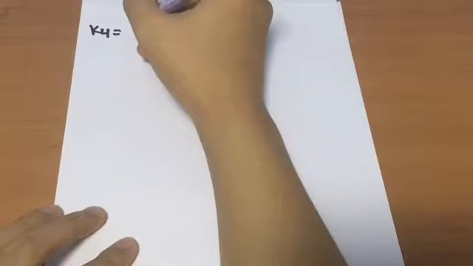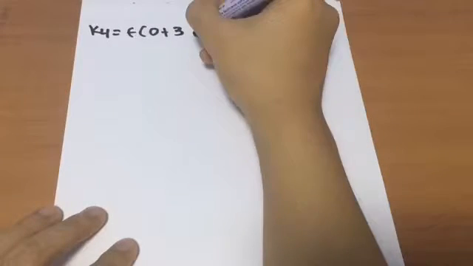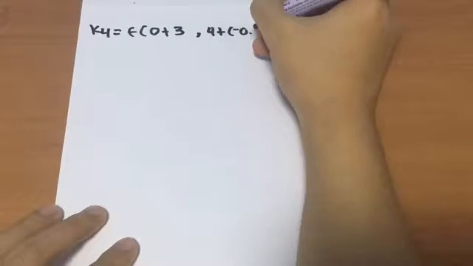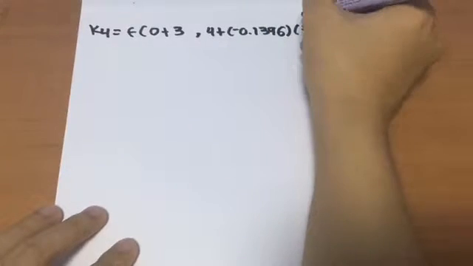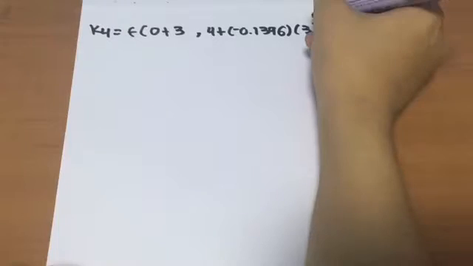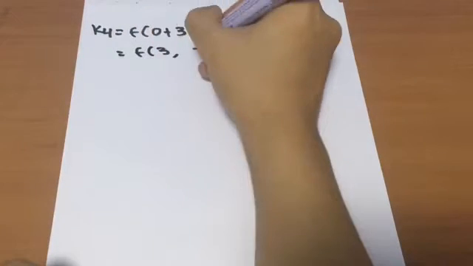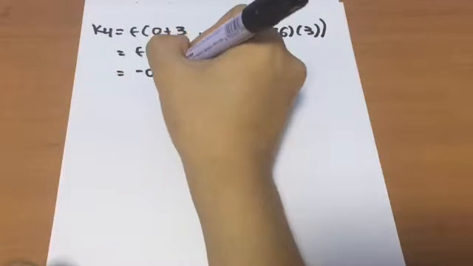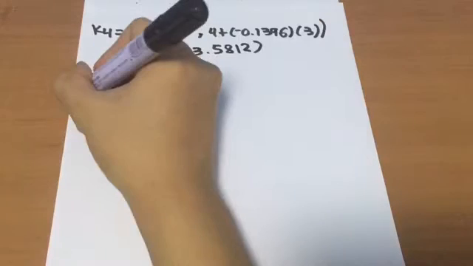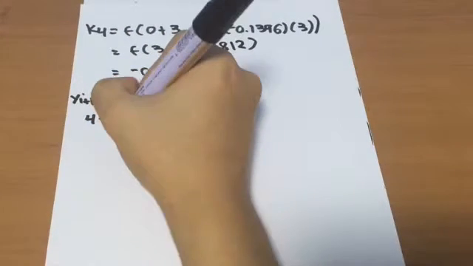Okay, so we have k4 right there, and we will solve for that. Okay, times step size 3. Let's calculate that in a bit. That's the function of 3 and 3.58. And we have a negative value of 0.6167.